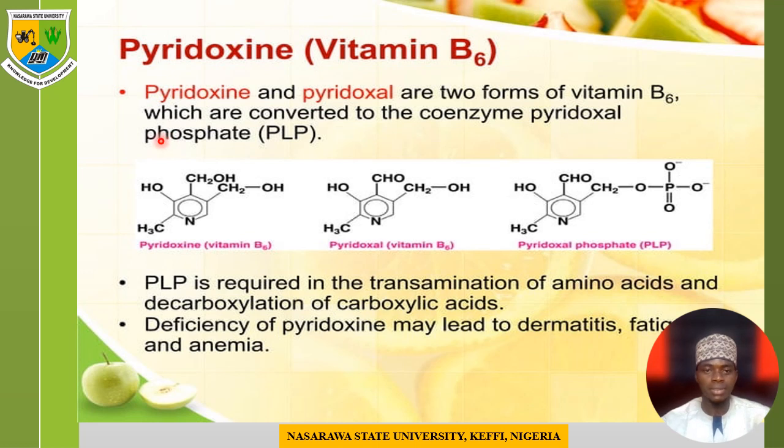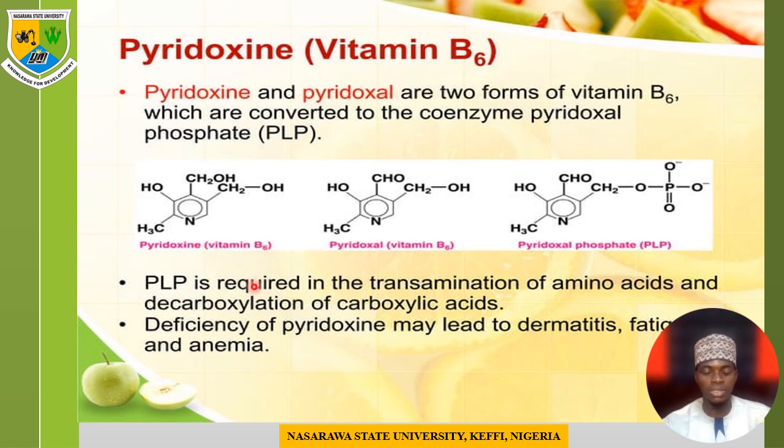Pyridoxine, vitamin B6. Pyridoxine and pyridoxal are two forms of vitamin B6 which are converted to the coenzyme pyridoxal phosphate. As I said during the introduction, pyridoxal phosphate is a coenzyme required in the transamination of amino acids and decarboxylation of carboxylic acids. Examples of enzymes involved in transamination are alanine aminotransferase and aspartate aminotransferase. All these enzymes require pyridoxal phosphate for their function.